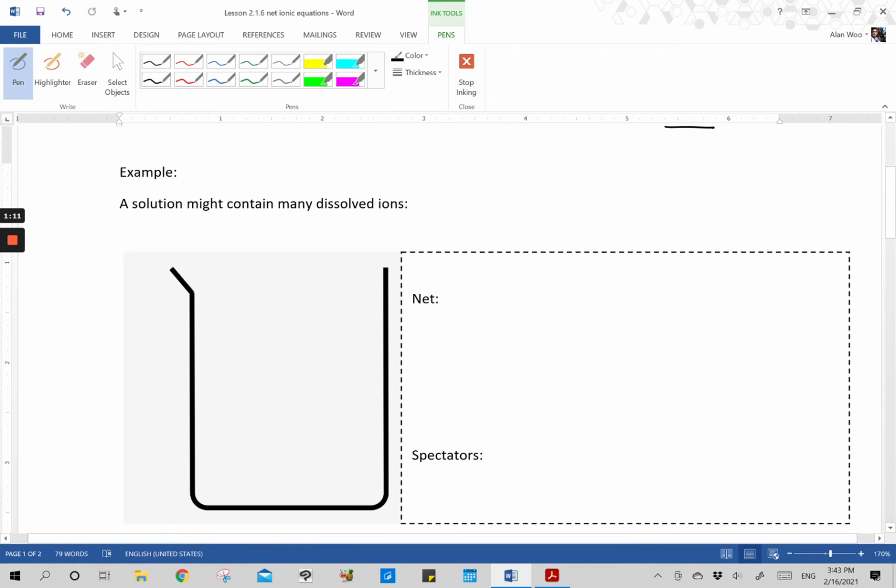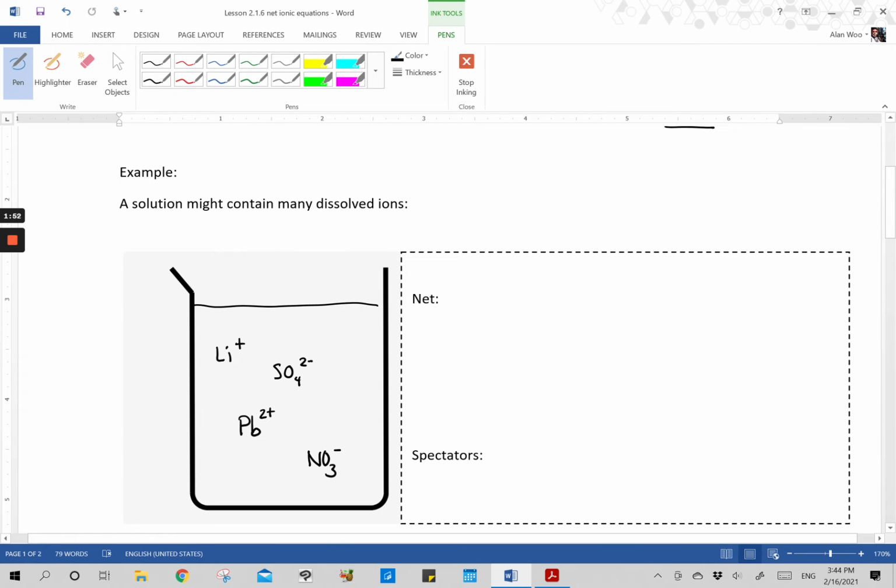Here I have a beaker, and this beaker is basically a solution that is filled with different ions. Okay, so it can contain many different ions. Let's just choose a few for now. Let's choose lithium ion, Li+. Let's also put in some sulfate ions, SO4 2-, some Pb ions, which is basically lead ions, and let's put in a nitrate ion, NO3-. So I have 4 different ions, 2 positives, 2 negatives.